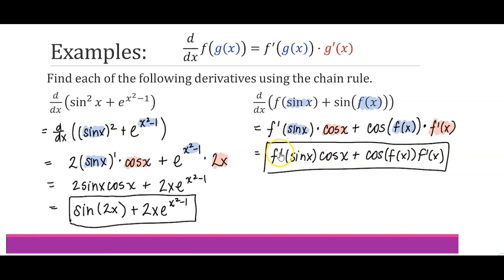So sometimes people see, like, I have an f prime here and an f prime here, but they're not the same. This is f prime of sine of x. This is f prime of x. Here I have cosine x. Here I have cosine of f of x.